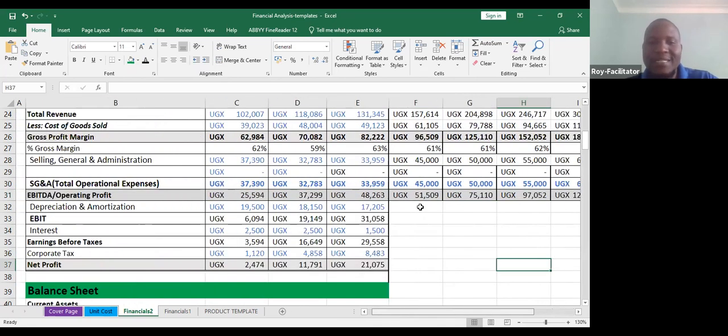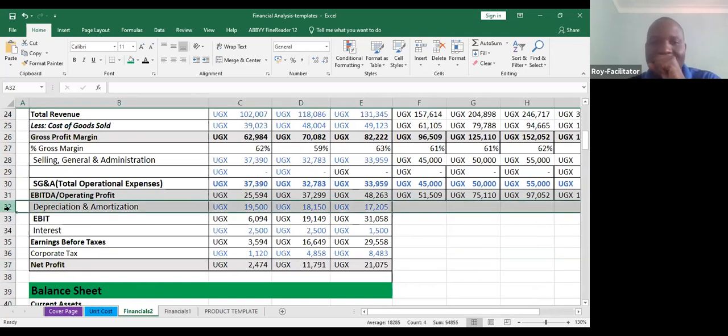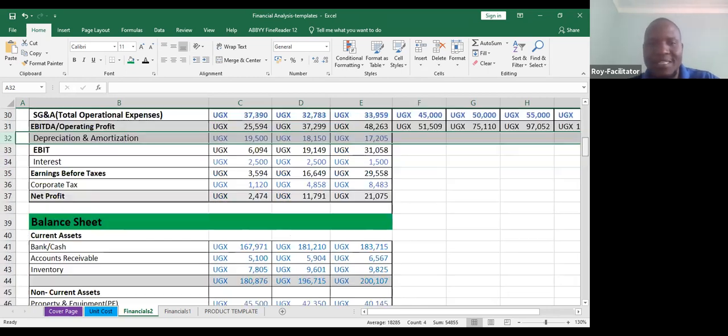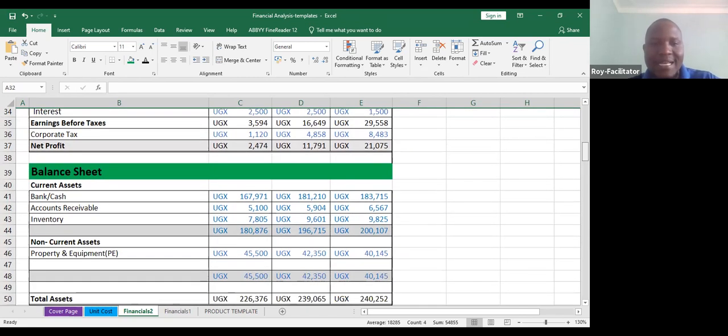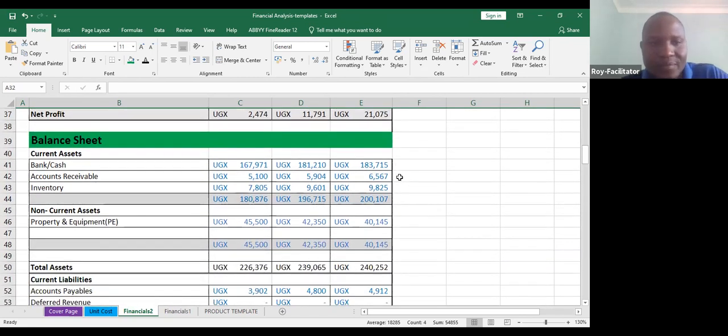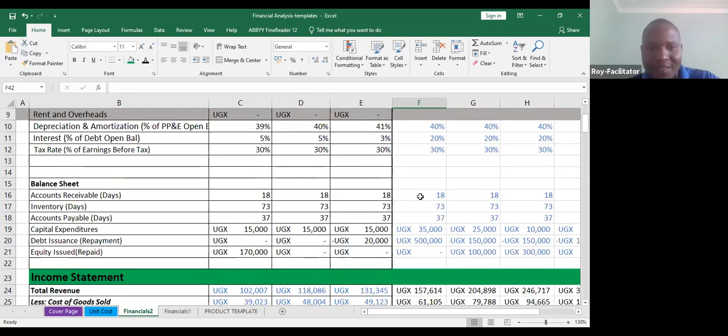Now at this point, I cannot proceed because I don't know my depreciation and amortization. So I'll stop at the income statement at that juncture, and then go to the balance sheet. We shall come back to this because we have to work on the depreciation. On the balance sheet, it has accounts receivable, inventory, and remember we made some assumptions. So what are the assumptions on receivable? It says it's 18 days.